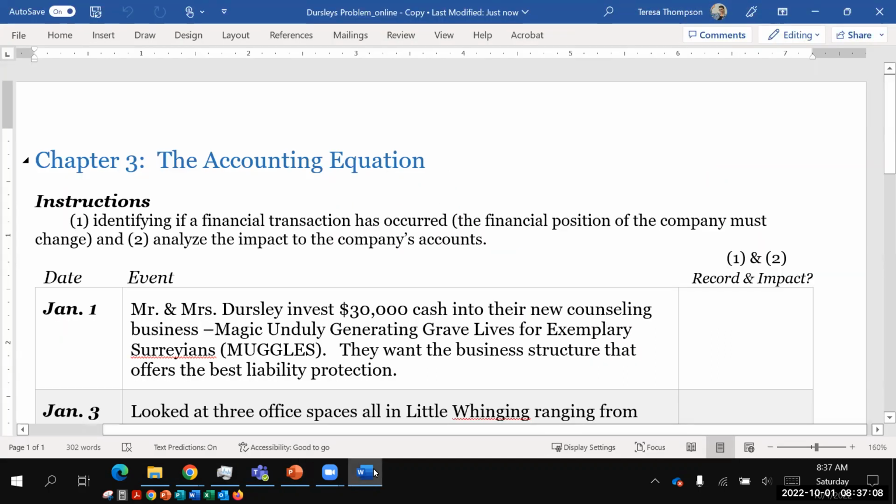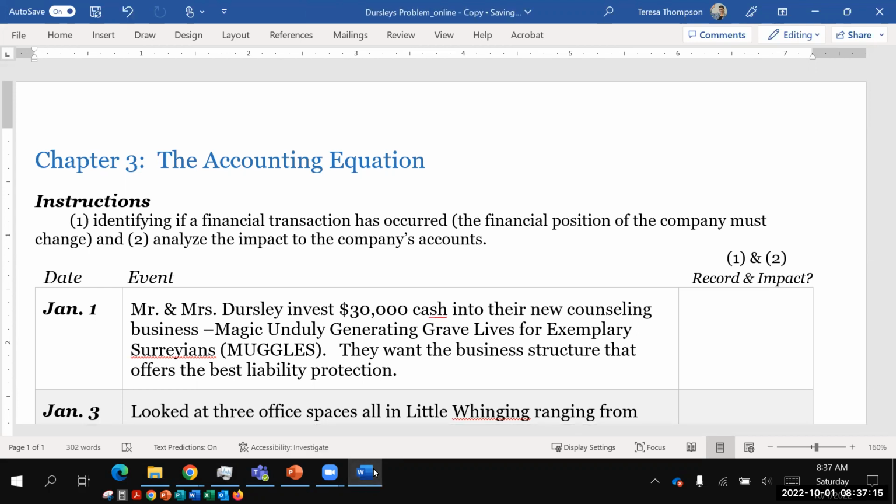All right. So here we have Mr. and Mrs. Dursley. They invest cash into the company, into their new business called Muggles, which stands for Magic Unduly Generating Grave Lives for Exemplary Surrey Residents. So then let's go ahead and see, do we need to record this? That's the first question. If it has changed the financial position of the company, then we do need to record it. Here, the company has received cash. So yes, it needs to be recorded.